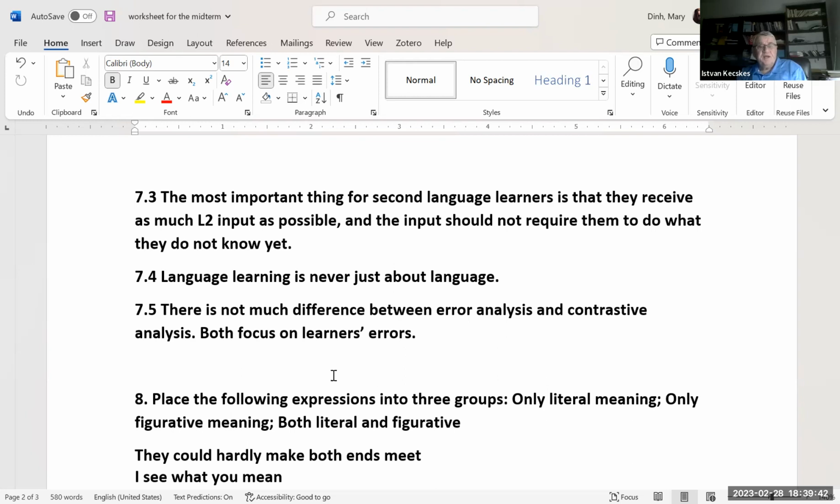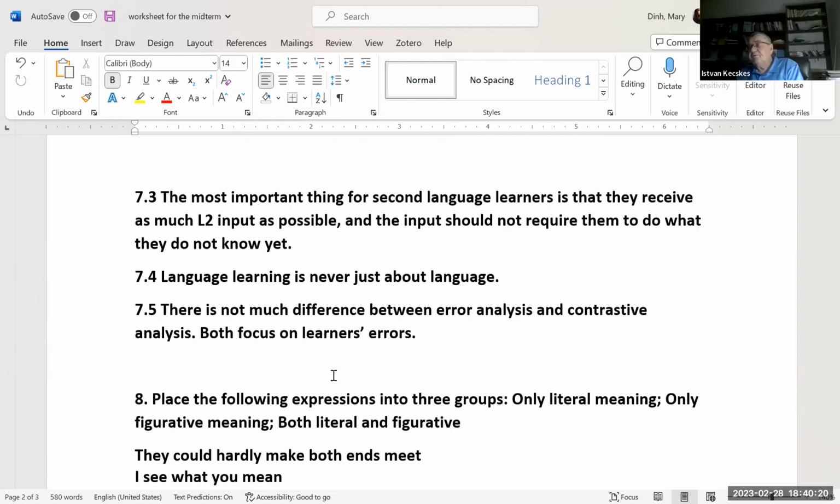There is not much difference between error analysis and contrastive analysis. Both focus on learners' errors. Davindi, do you agree with that? Is it true? Yes. You think it's true? I'm not quite sure, actually.